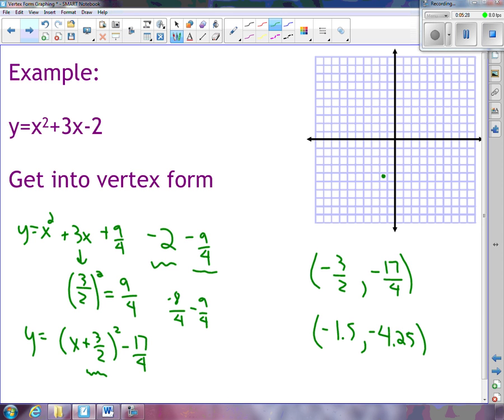And now plug in any other point. It doesn't matter what you plug in. Let's plug in 0 in standard form. If I plug 0 into this equation, I just get negative 2. So I have point 0, negative 2. And now make sure that you reflect that over the axis of symmetry, which is going to be here. And that's my parabola.